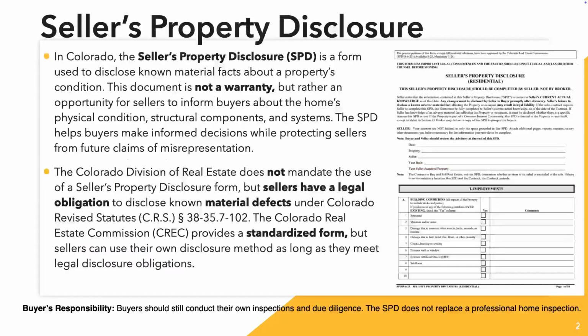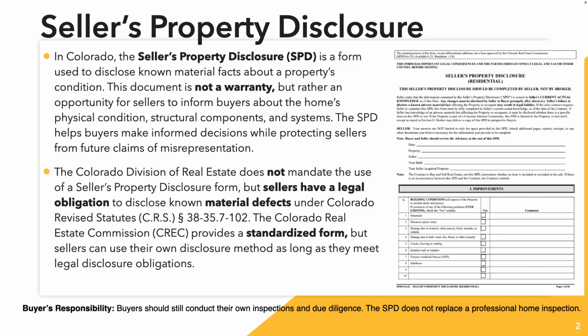We're going to kick this off with the seller's property disclosure. All right. So the SPD, the seller's property disclosure in Colorado, is the form that the seller uses to disclose any material facts about the property. And you notice I didn't say defects. This is just facts in general that they know. Like, this could be the age of the roof.